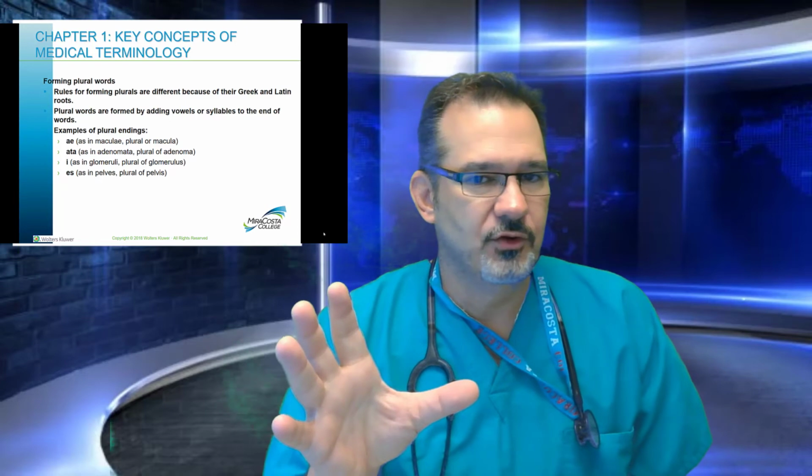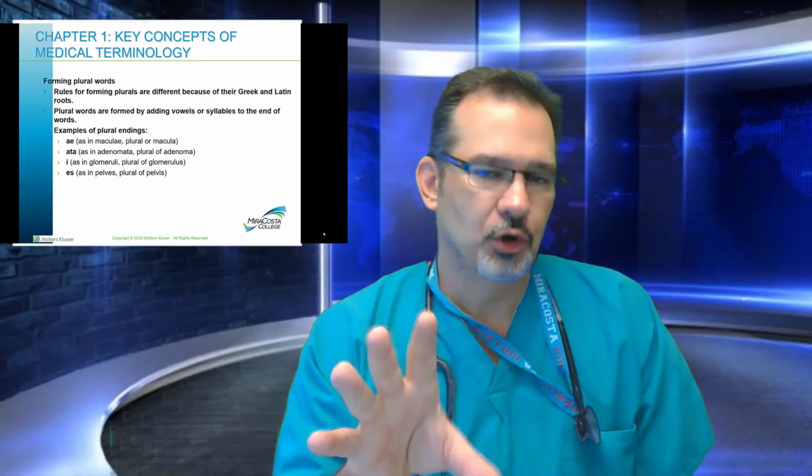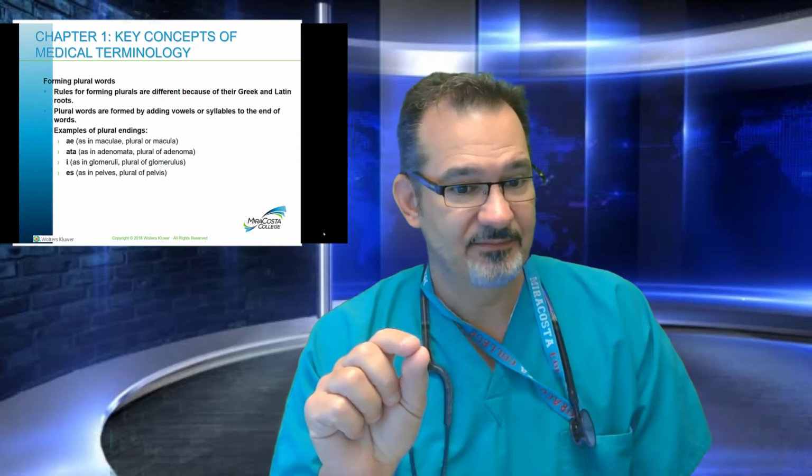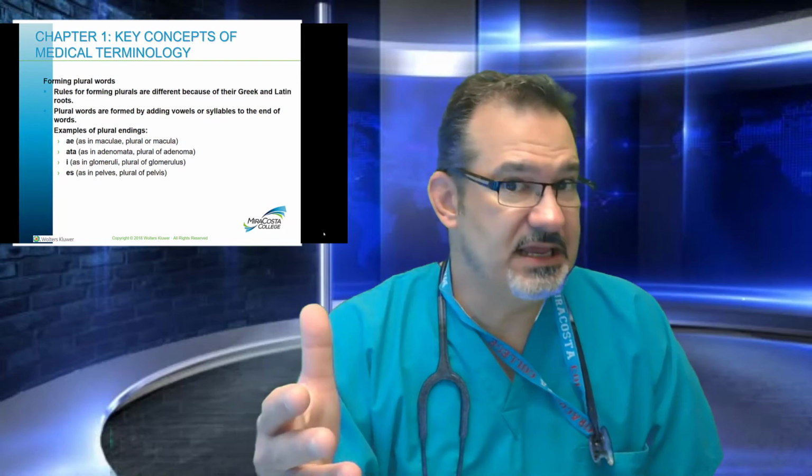How do we form plurals? Here's that Greek and Latin thing. Plurals in medical terminology can sound a little confusing, but understanding, especially how they're pronounced, is important. If you look at the examples, macula. The plural of macula, being single, is maculae, with the A-E at the end. So we take macula and add an E, and it becomes maculae, and that refers to multiples.